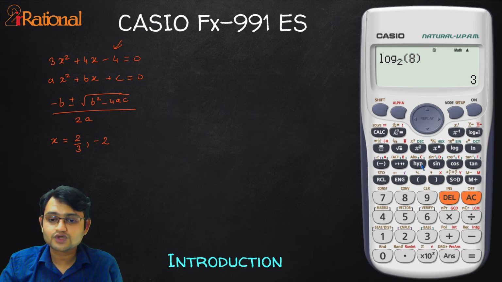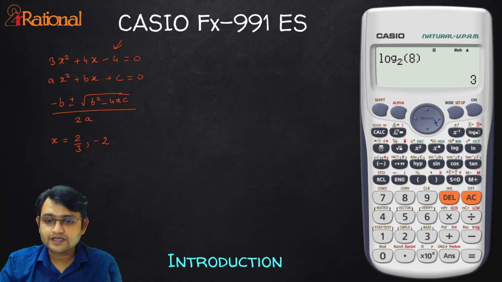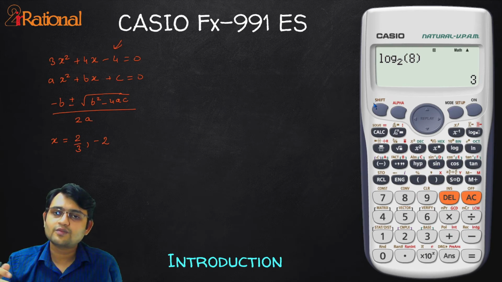Now what about inverse, or what about any of these values that are written in yellow or red? Whenever we want to access any of these values written in yellow or red, we will be using the shift and alpha keys. As you can see from the color code, with the shift button we'll be able to access the yellow things written, and with alpha we'll be able to access all the red things written. We will be looking at shift right now. Alpha we will talk about later, with different kinds of functions that we can use.